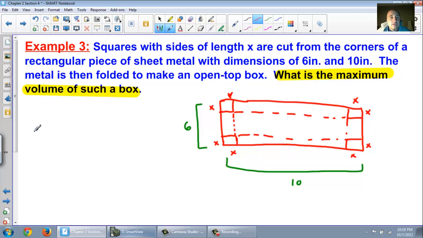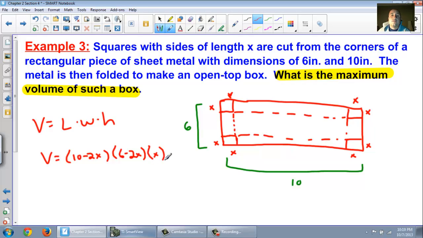So the first thing we need to figure out is volume. What is volume? It's length times width times height. So the volume equals the length, which is 10, but we have to remove each of these x's when we fold it up, so 10 minus 2x. The width is 6, but we have to remove these two x's, so 6 minus 2x. And what's our height? The height is just the length of one of these little squares when it's folded up, so it's just x. Okay, so there's our formula that we're going to type on the calculator.